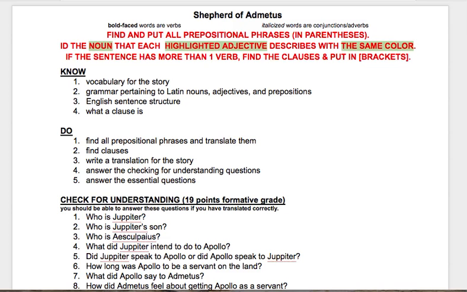Another thing that will help with that is finding clauses, and we are also going to do that. And then, of course, when you are finished with those things, I'd like you to prepare a written translation for the story to hand in to me. I'd like you to answer the checking for understanding questions, which are listed right here. And I would also like you to find the link for the voice thread, which contains essential questions and will serve as our forum for discussion of the essential questions that are attached to this story.